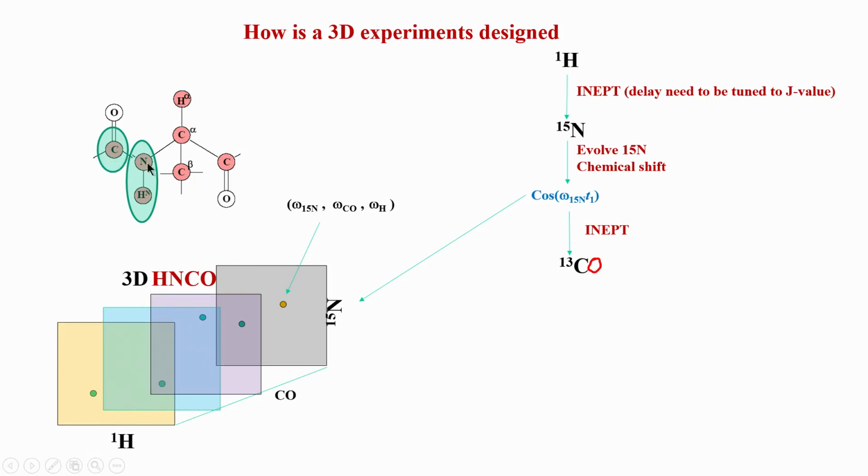Now, if you notice, there is a 13 CO here also, but this to this transfer, you recall from the previous slide, is only 1 hertz, very small, and this is 15 hertz. So, if I tune my INEPT J value to the J value of the N-CO coupling, which is 15 hertz, that means I should use 1 over 2J. So, 1 over 15 into 2, 1 over 30. Typically that is about 25 to 30 milliseconds. If I use that, then my transfer can be selectively done to carbonyl from nitrogen.